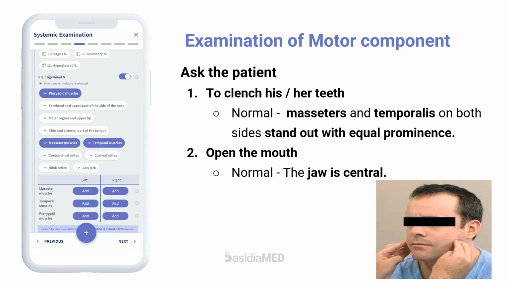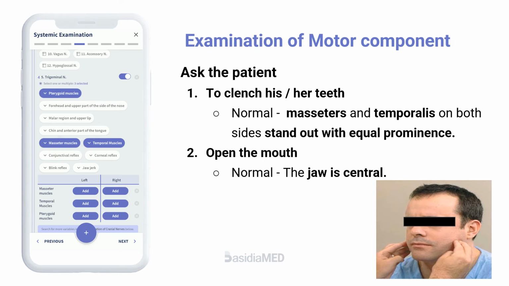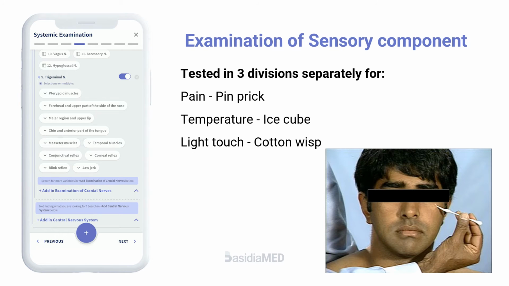Then, ask the patient to open his or her mouth. Normally the jaw is central. If there is paralysis on one side, the jaw will deviate to that side, being pushed by the healthy lateral pterygoid muscle. Assessment of the sensory component of the trigeminal nerve.